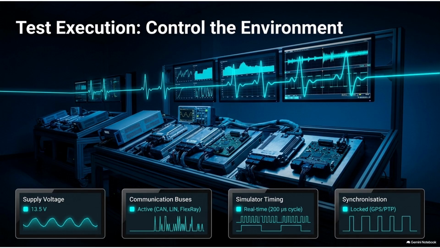To trust our test results, we must monitor the test environment as carefully as we monitor the ECUs. On our test benches, we check 4 main things. The supply voltage is normal or not. Communication buses are connected and active or not, like CAN, LIN, FlexRay, whatever the communication chosen. Simulator timing must run in real time; around a 200 microsecond cycle is good to maintain. Synchronization should be locked and not disruptive, like with GPS or PTP.